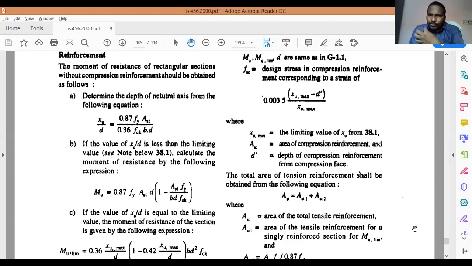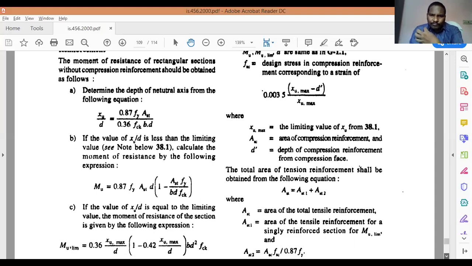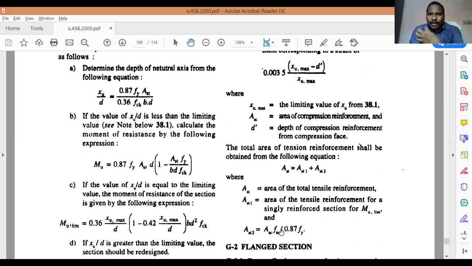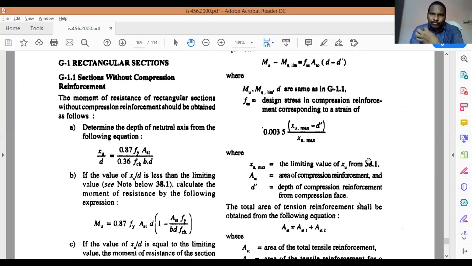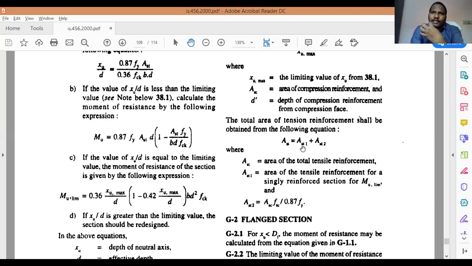Then AST2 we get from this equation: ASC into FSC divided by 0.87 FY. Again, ASC is given in the code here. Instead of ASC, you can use this formula: MU minus MU limit divided by FSC into (D minus D dash). You take these two parameters to the other side and you'll get the ASC value. That ASC we'll use here to find out AST2. For now, remember that all the equations are available, some of them on page number 96. This is how it is. Let's go back and see an example of how to compute this.